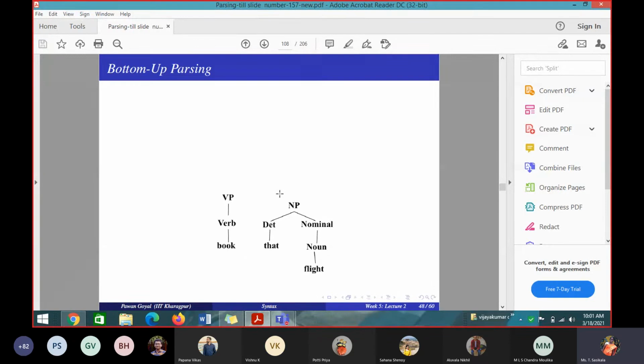Then you try with book as a verb instead of noun. Verb gives what? Which gives verb? Can you tell me verb on the right hand side? Which are all the rules having verb on the right hand side? What is the first rule which has verb on the right hand side?